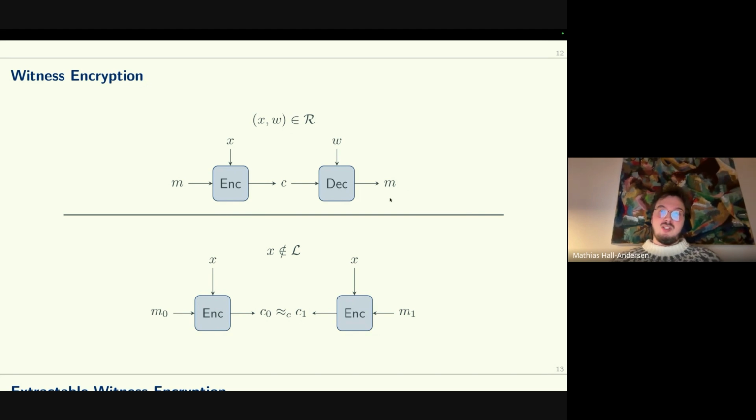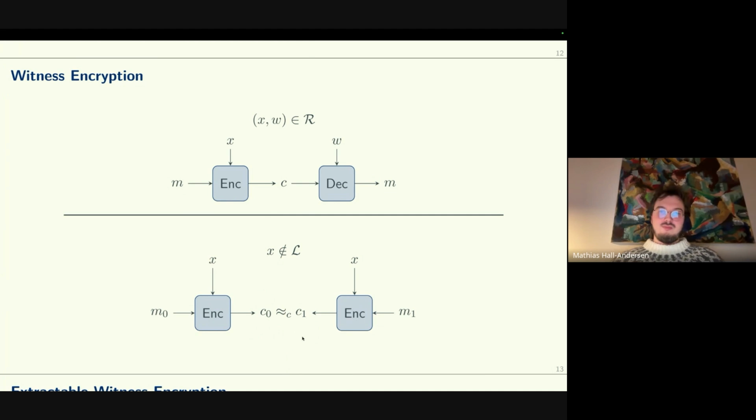And so this is correctness. This is basically saying you can decrypt. And what security says is that if X is not in the language, so I don't know, X is a graph and there's no 3-color ring, W, then if I encrypt the message 0 and the message 1 for any arbitrary pair of messages M0 and M1, then the ciphertexts are indistinguishable.